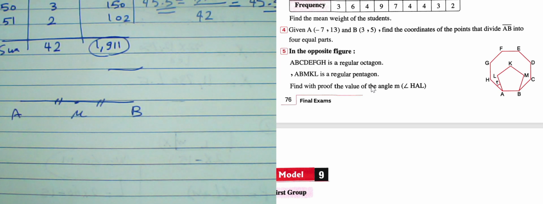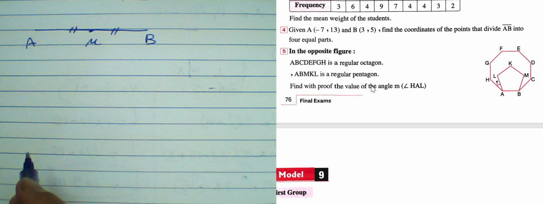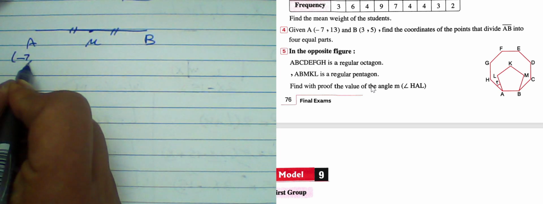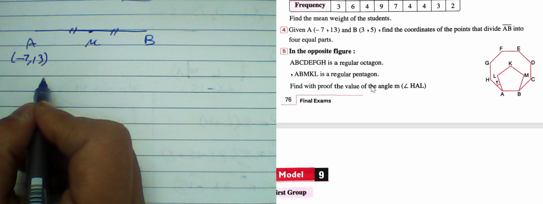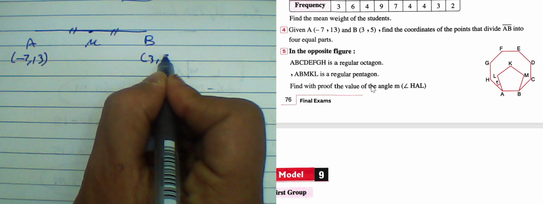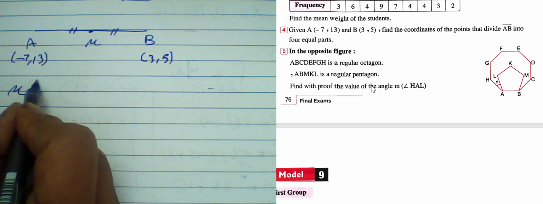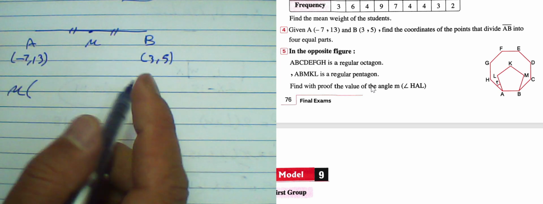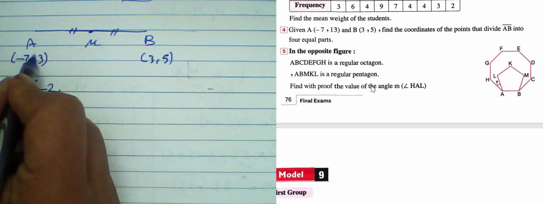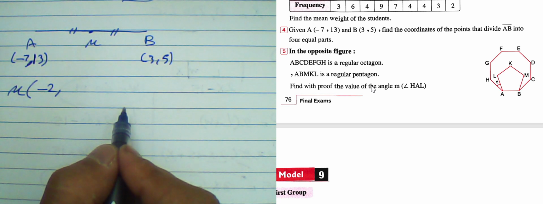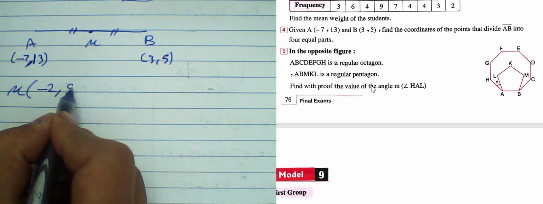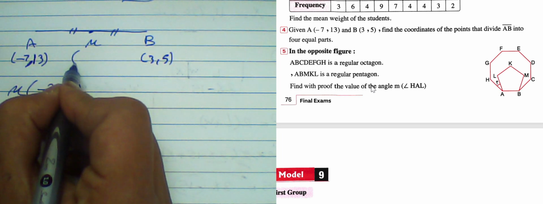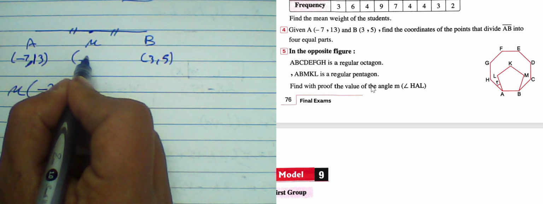We can find the coordinates of M by using the rule. We have A as -7 and 13, and point B 3 and 5. We can find the x-coordinate of M by writing 3 plus -7 divided by 2, -7 plus 3 is -4, divided by 2, it will be -2. And we have here 13 plus 5 equal 18. 18 divided by 2, it will be 9. Then the result will be -2 and 9.